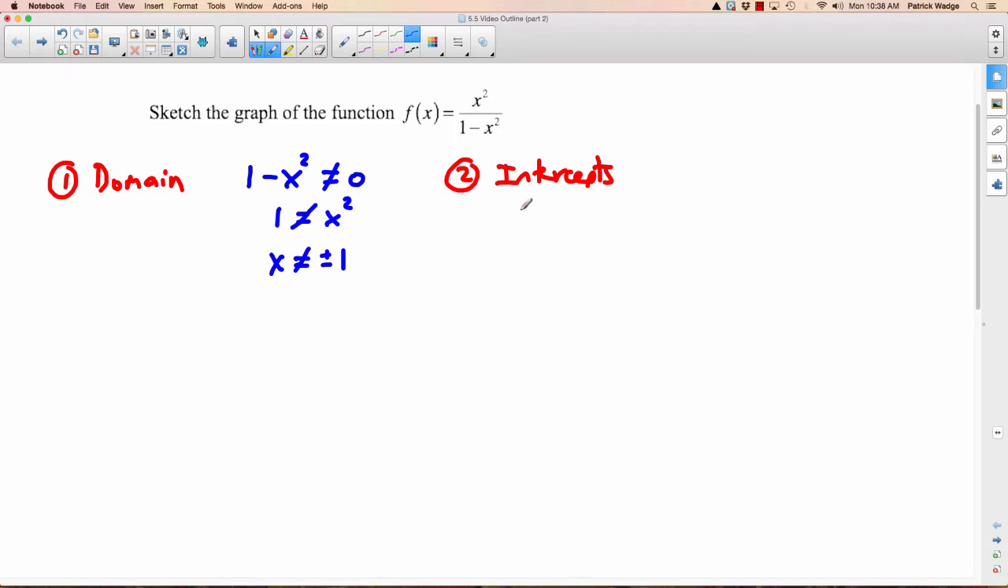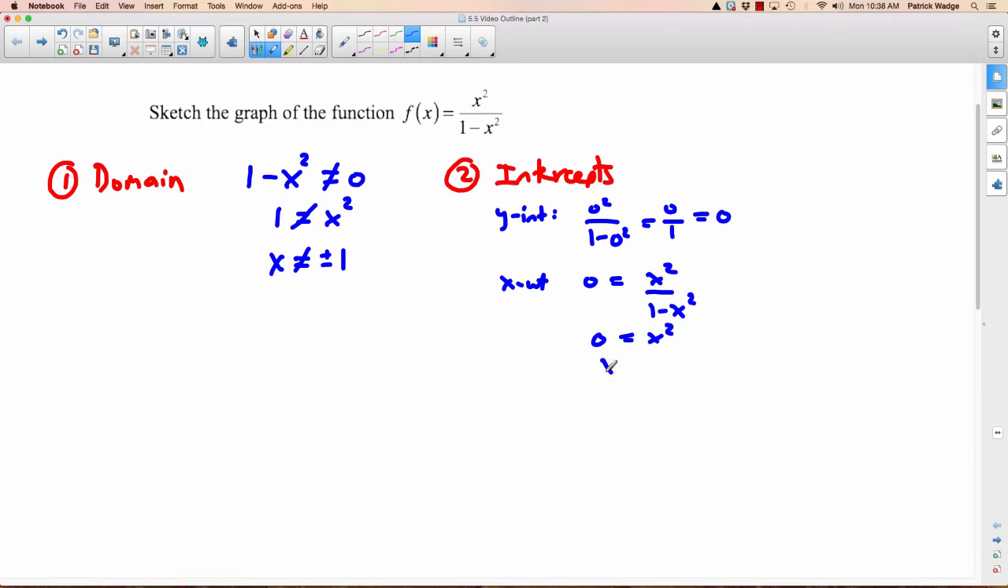Step 2 is intercepts. To get the y-intercept, you plug 0 into the x's. You get 0 squared over 1 minus 0 squared, which is 0 over 1, which is equal to 0. To get the x-intercept, you make f of x equal 0, so 0 equals x squared over 1 minus x squared. Multiply both sides by 1 minus x squared, which gets rid of the denominator, and the left side is still 0. So you get 0 equals x squared. Take the square root of both sides, and you get x equals 0. So you found it twice: the y-intercept is 0 and the x-intercept is 0. In other words, your intercept is (0, 0).